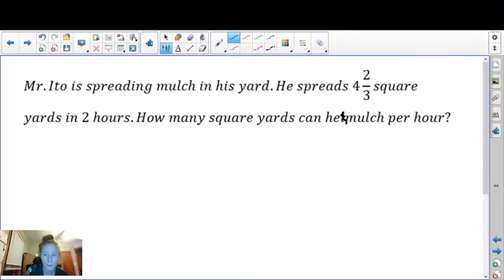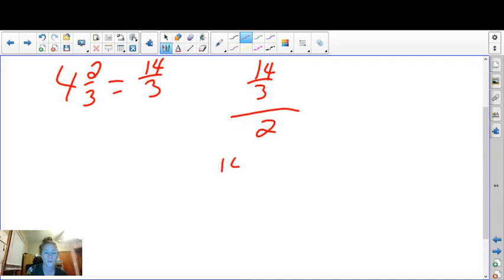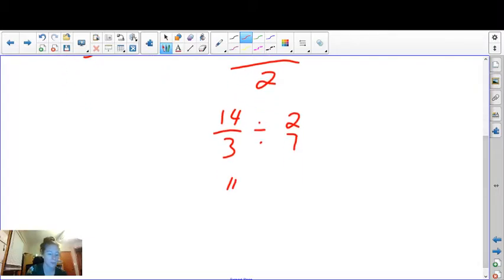All right, so we have 4 2/3, which is 12 plus 2, which is 14 over 3. So I'm taking his square footage divided by the amount of hours. So I have 14 over 3 divided by 2 over 1. And we know we don't divide. We keep the first one the same, change to multiplication, and flip the fraction.